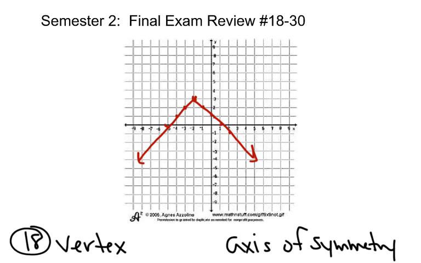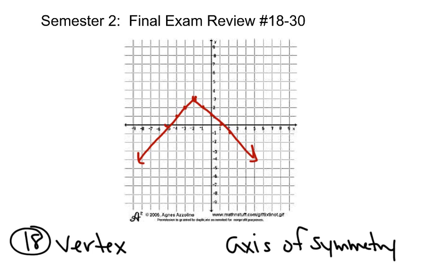This is a Semester 2 final exam review for Algebra 2, numbers 18 to 30. You probably can't see this graph real well in the copy I gave you, so here is the graph you should see on the page. We're going to use this graph in problems 18 and 19.